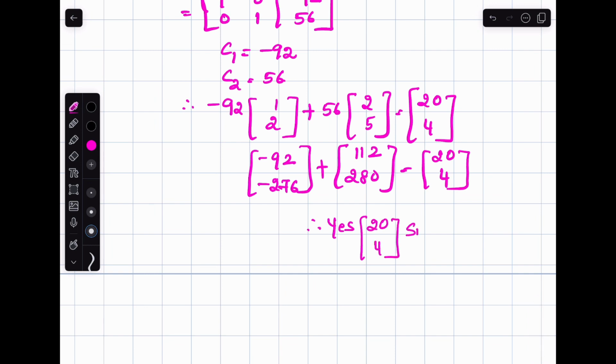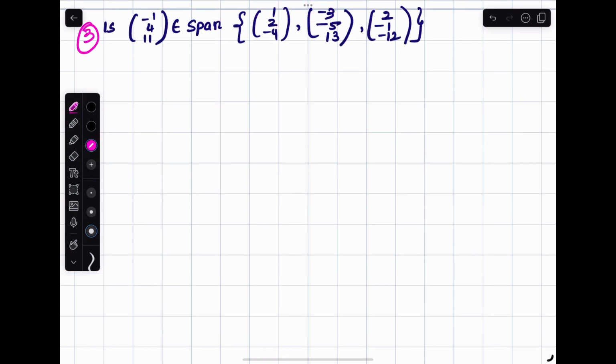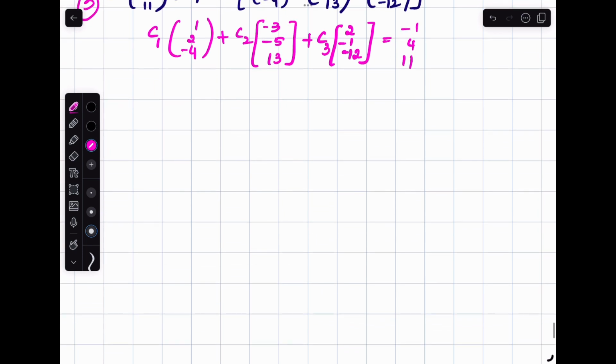Okay, let's move on to the third problem. The third problem is, we have to check whether this vector minus 1, 4, 11 belongs to the span. So first we will write the general form. So c1 times the first vector plus c2 times the second vector, it is minus 3, minus 5, 13, and c3 times the third vector, 2, minus 1, minus 12, is equal to what we are checking, the minus 1, 4, and 11.